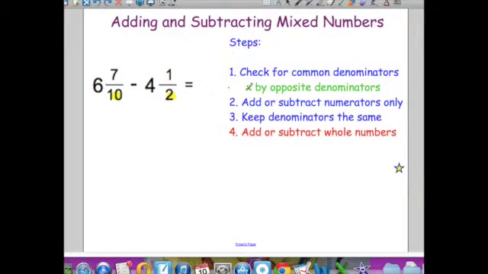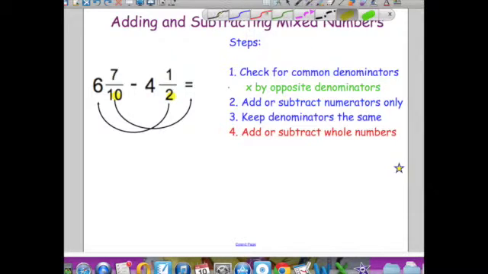So we need to now multiply by opposite denominators, okay? So I'm going to do the same switcheroo. I'm going to bring my 2 over to this side and my 10 over to this side. Now it's kind of full up there, so I'm going to have to write it down here. So down here I'm going to bring my 2 over, so I'm going to have 2 halves times my 7 tenths.